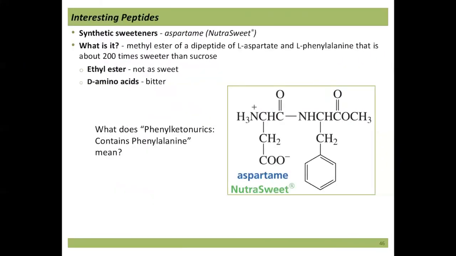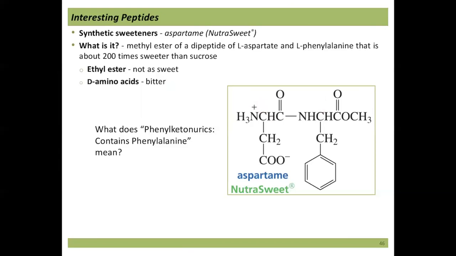Here's an interesting dipeptide. This is called NutraSweet or aspartame. And so it contains aspartic acid and phenylalanine. And so it's a non-nutritive sweetener at 200 times sweeter than glucose. And some interesting things about it, this methyl ester is sweeter than an ethyl ester. And actually, if you change these to D-amino acids there, it actually tastes bitter.